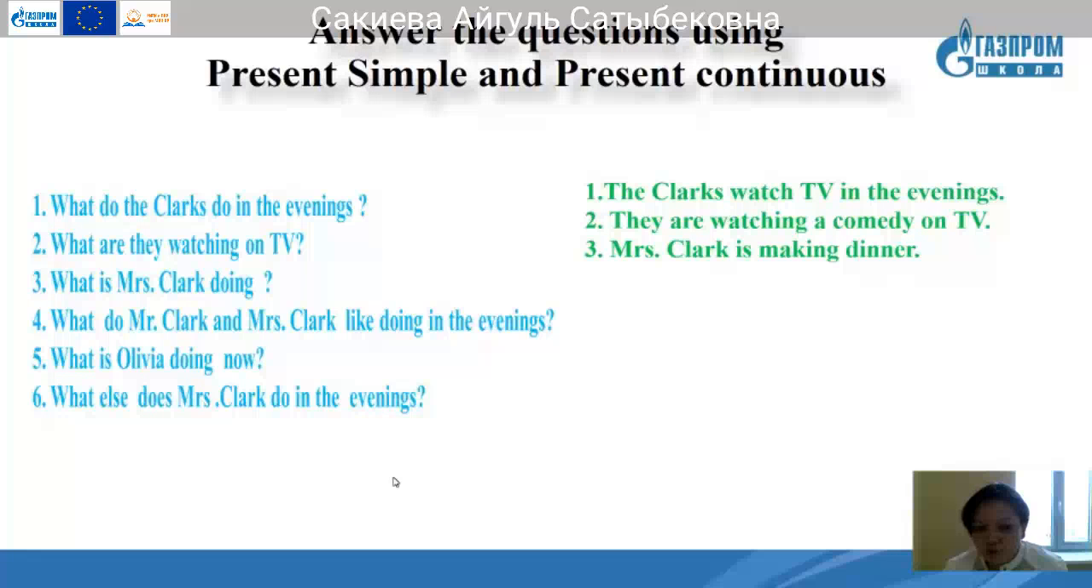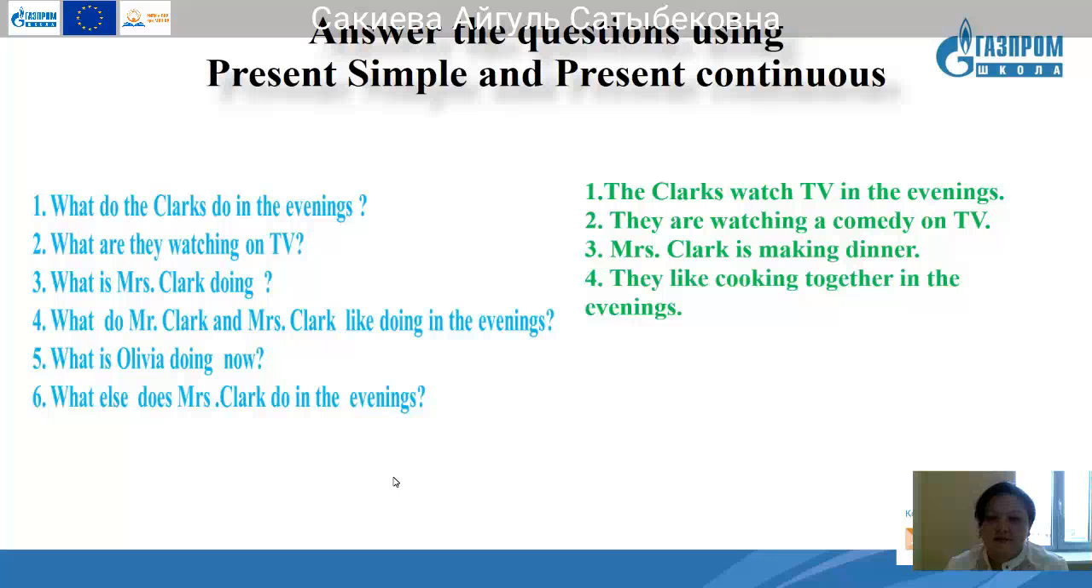And what do Mr. Clark and Mrs. Clark like doing in the evenings? Maybe they usually do something every evening, right? What do they like doing? Excellent. They like cooking together in the evenings, right? Next, what is Olivia doing now? Your answer is also correct.